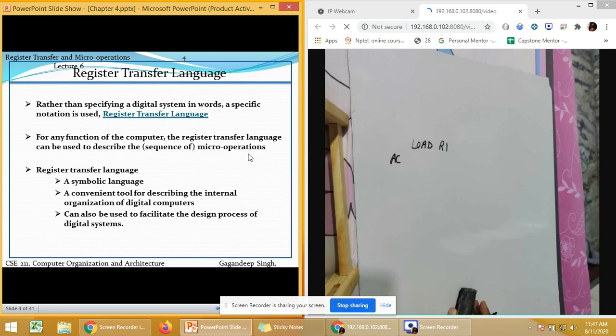So we specify these terms in the context of a register transfer language. Okay, so all the functions which we do will be done with the help of micro operations only. It is a very symbolic language, a convenient tool for describing the internal organization of digital computers. Okay, it will help you to design the physical systems as well. So it will help you decide what type of architecture you need.